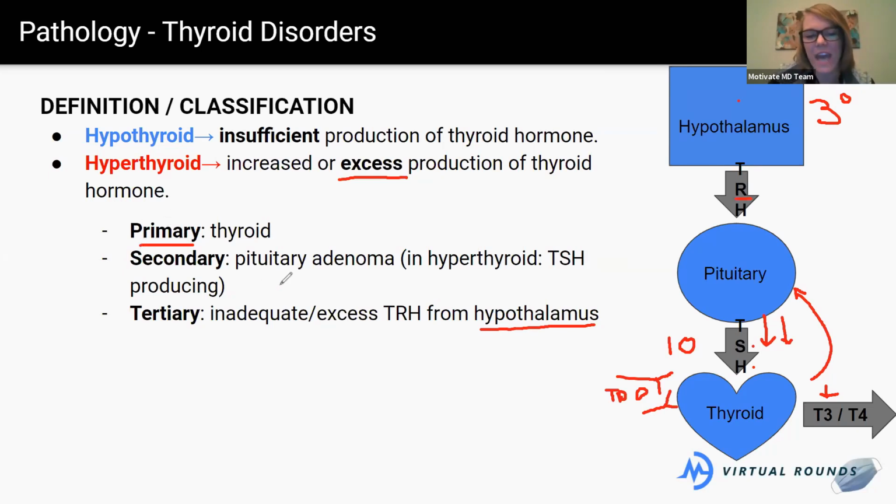Secondary, it certainly happens. I have a picture coming up, but the pituitary sits in the sella turcica like this. When you have a tumor here, it crowds out all those other cells, and basically it leads to a decreased TSH. And then in hyperthyroid, also rare, you have a TSH producing pituitary adenoma. So you can have either rendition of that.